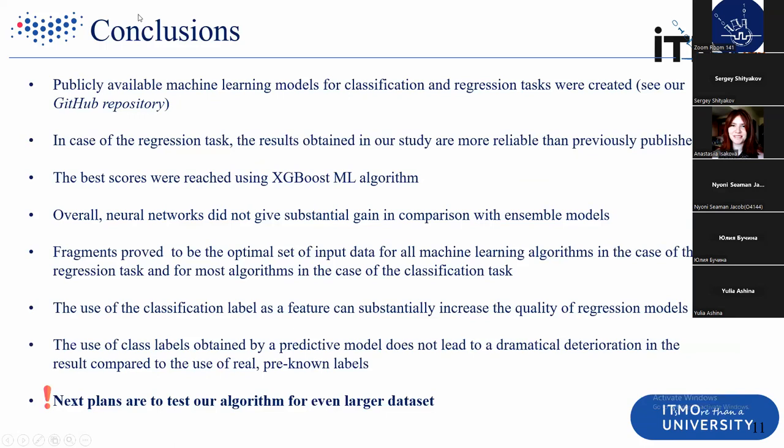Okay, so the conclusion: publicly available machine learning methods for classification and regression were created. In the case of the regression task, the results obtained in our study are more reliable than previously published. The best scores were achieved by using the XGBoost machine learning algorithm. Overall, neural networks did not give a substantial gain in comparison with ensemble models. Fragments proved to be the optimal set of data for machine learning regression tasks.